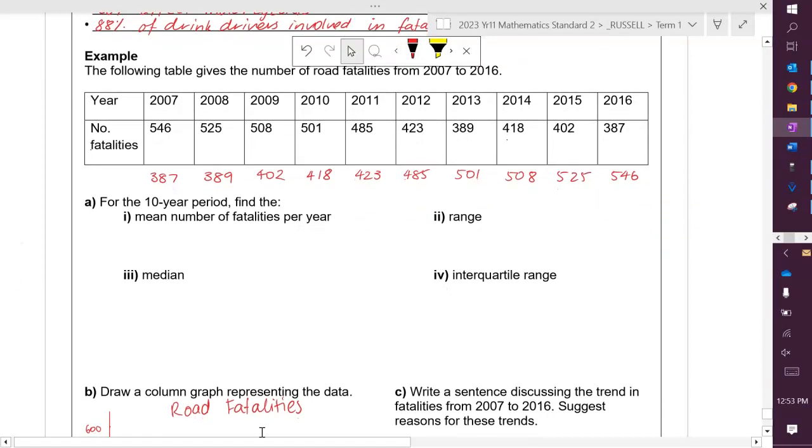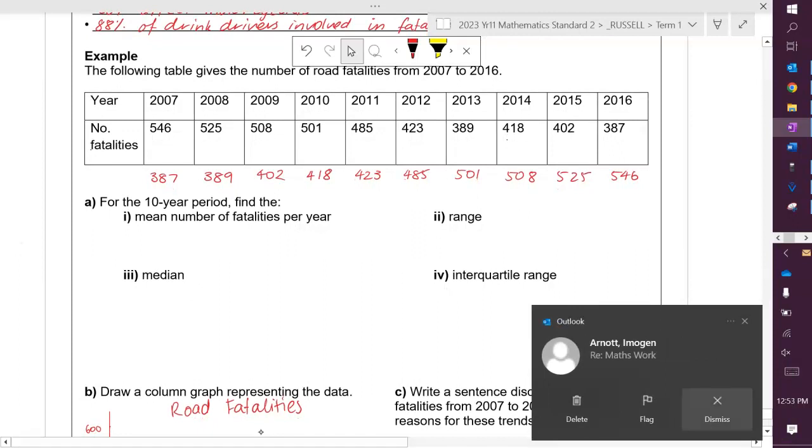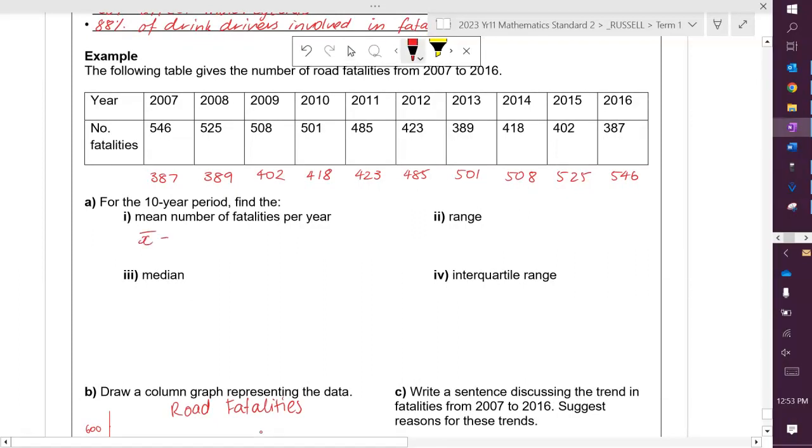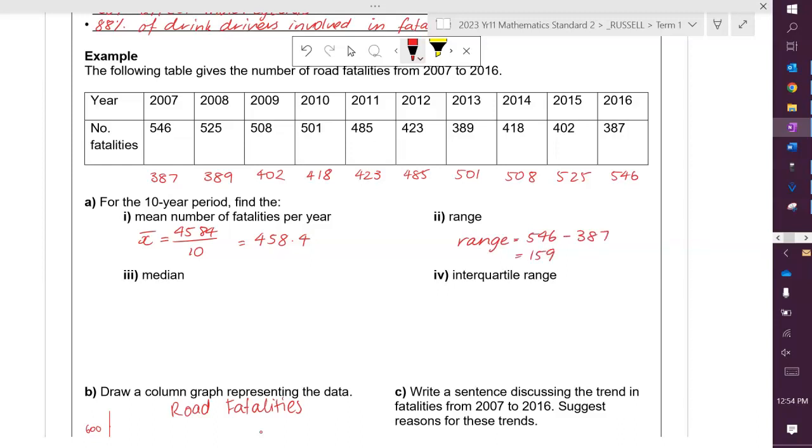So for this 10-year period, find the mean number of fatalities per year. When we think about our mean, that means we're adding all of these numbers together and dividing by how many there are, which is 10. So if I add them all together, I get 4,584 divided by 10, which tells me my mean is 458.4 fatalities per year. My range is my highest score minus my lowest score. So my highest being 546 and subtracting my lowest of 387 gives me a range of 159.